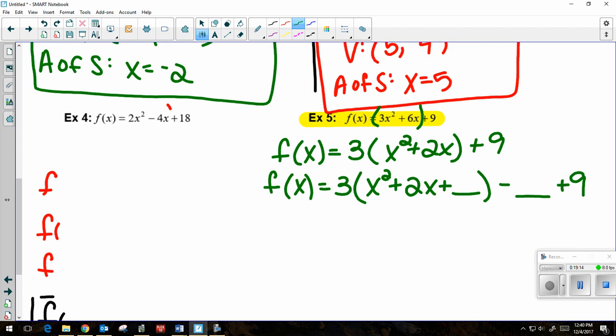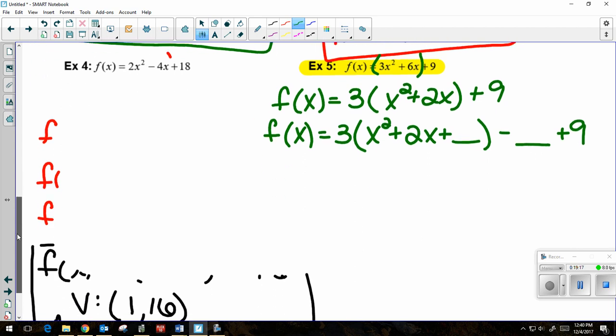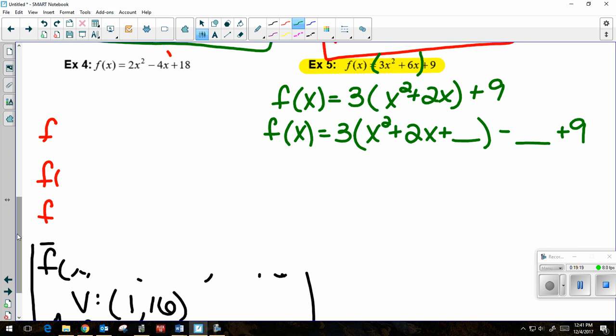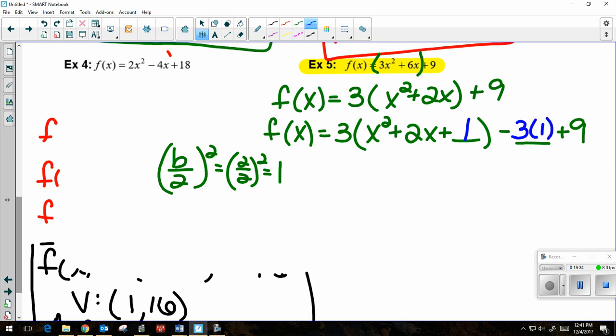The one inside is always a plus. The one outside is always a minus. To get what goes in that blank space, remember it's b over 2 squared. So 2 over 2 squared is going to give me 1. So I'm putting a 1 here. And the only difference with this type of question is here I have a 3 times 1. And now I'm going to continue.